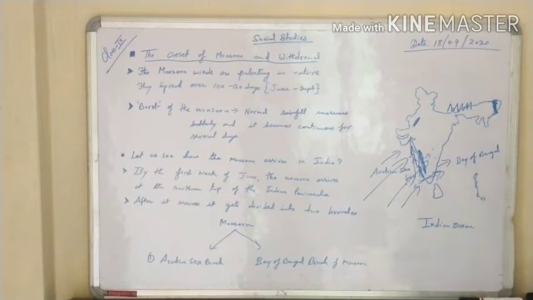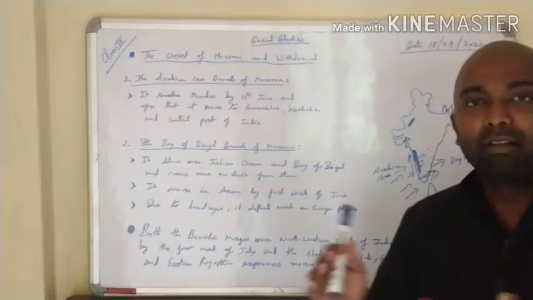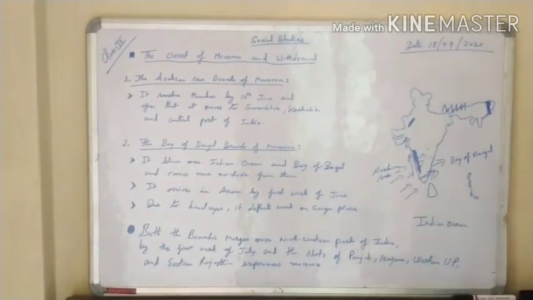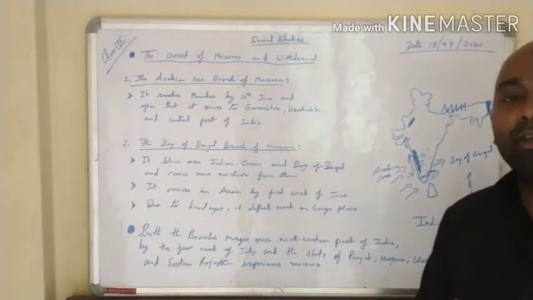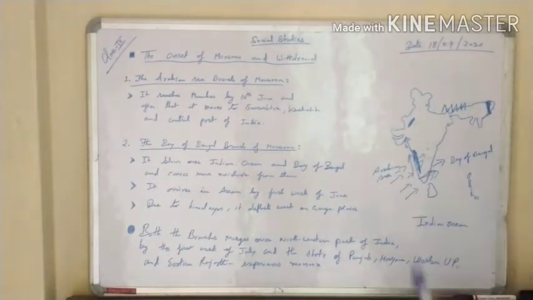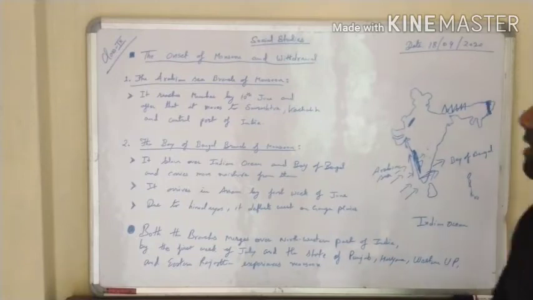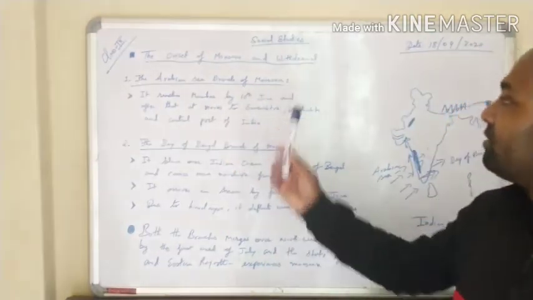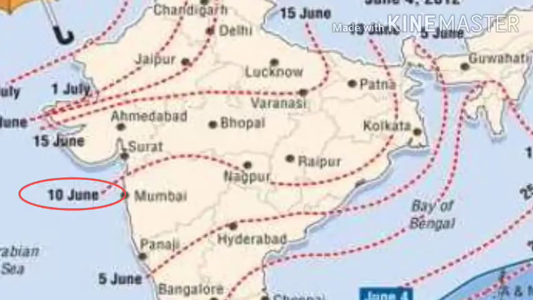Firstly, let us understand the western side. On the western side there is the Arabian Sea branch of monsoon, which has split after touching the Western Ghats. The Arabian Sea branch of monsoon reaches Mumbai on 10th June.